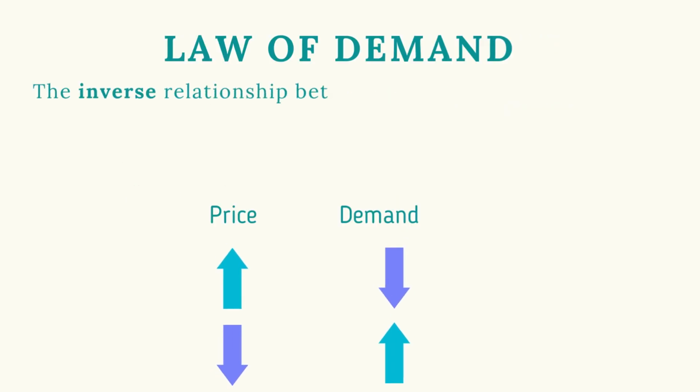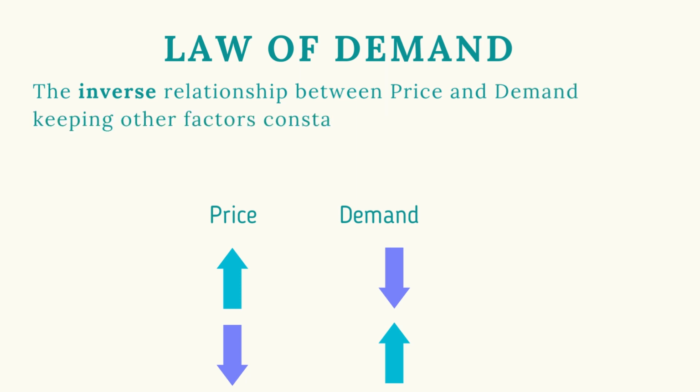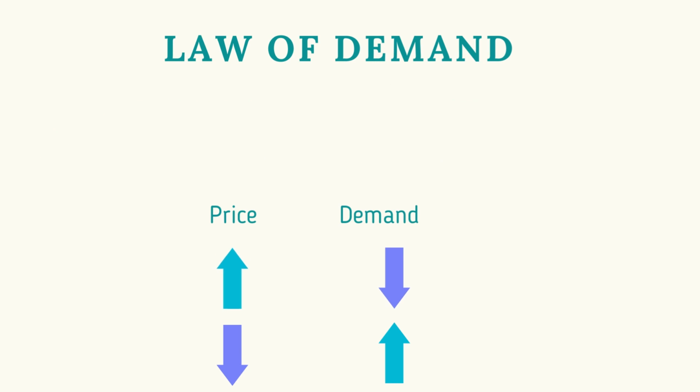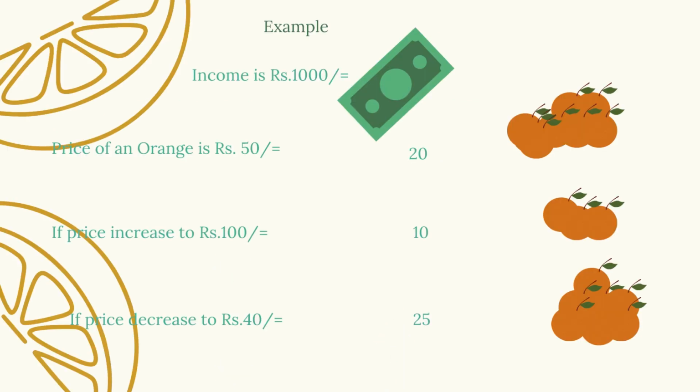The law of demand is that price and the demand have an inverse or negative relationship. When price increases, demand reduces, and when price decreases, demand increases. Let me put it this way. Say you have 1,000 rupees to buy oranges. Keeping all factors constant, an orange is sold at 50 rupees. Then you can buy 20 oranges.